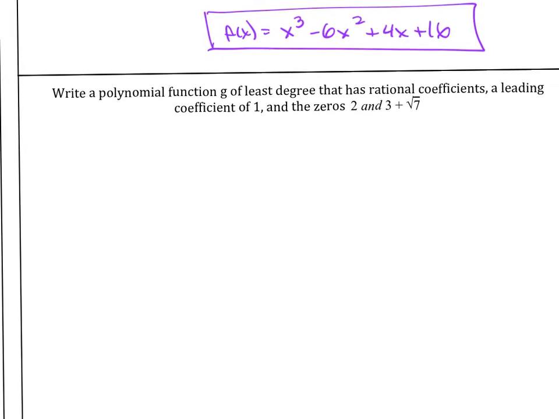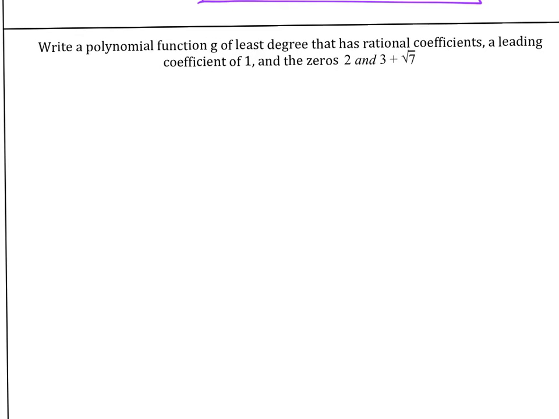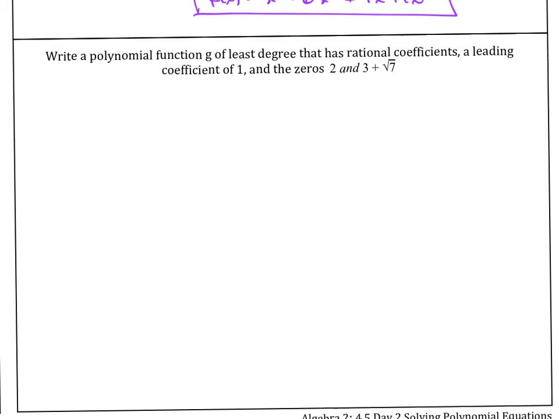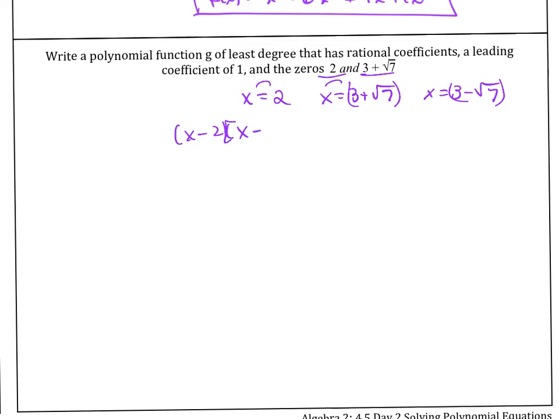So this example here, write a polynomial function g of least degree that has rational coefficients and a leading coefficient of 1. Our zeros are at 2 and 3 plus root 7. So x equals 2, x equals 3 plus root 7, and x equals 3 minus root 7. So let's write that in factored form. So it's always x minus whatever this is, right? So the whole thing is grouped together. So the first one will be x minus 2. Then this is x minus 3 plus root 7. And then this will be x minus 3 minus root 7, so conjugates.